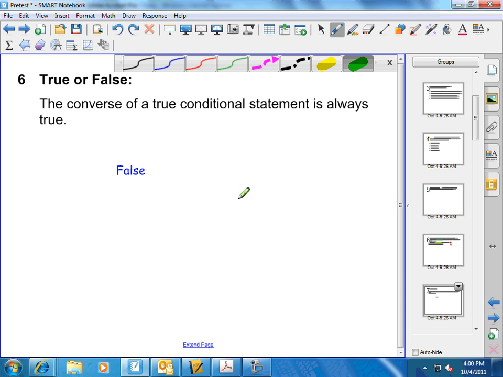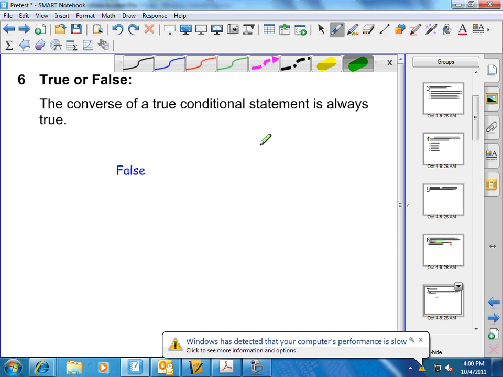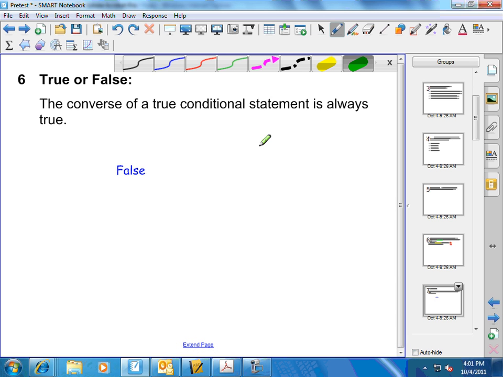True or false? The converse of a true conditional statement is always true. That is false. Remember, we talked about equivalent statements. The original conditional statement and the contrapositive are always going to be both true or both false, and the converse and the inverse are always going to be both true or both false. Okay, so I said true initially. But the converse and the original conditional statement don't necessarily have to be always true.